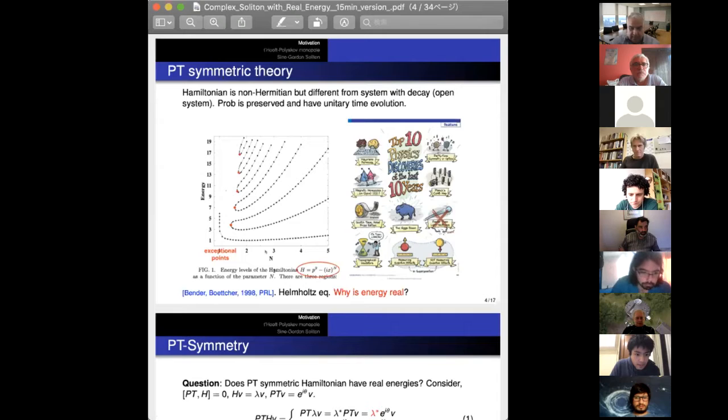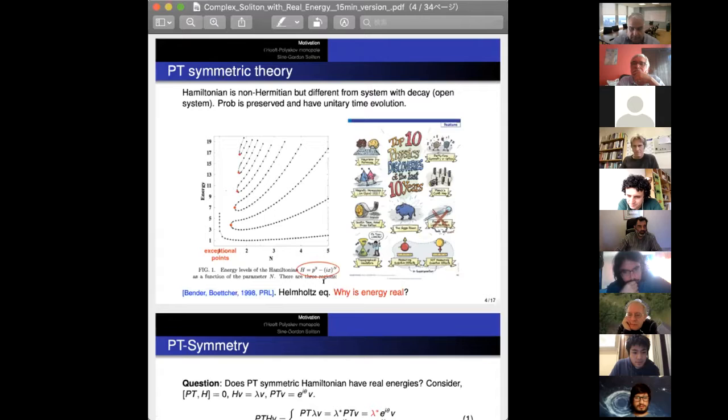And this was kick-started by this paper, and this figure is taken from this paper. This is the energy spectrum of this complex Hamiltonian that's circled in red. Now, if n is bigger than 2, you can see that the energy spectrum is real, and it's bounded from below. When n is smaller than 2, some of the pairs of energies coalesce, and they become complex conjugate pairs afterwards. And this point is called the exceptional point.